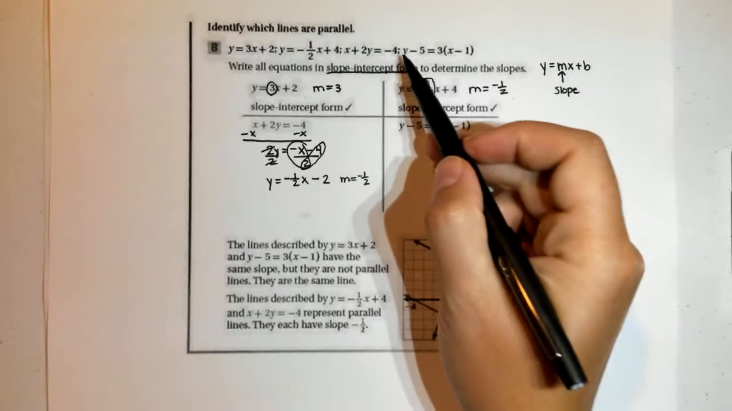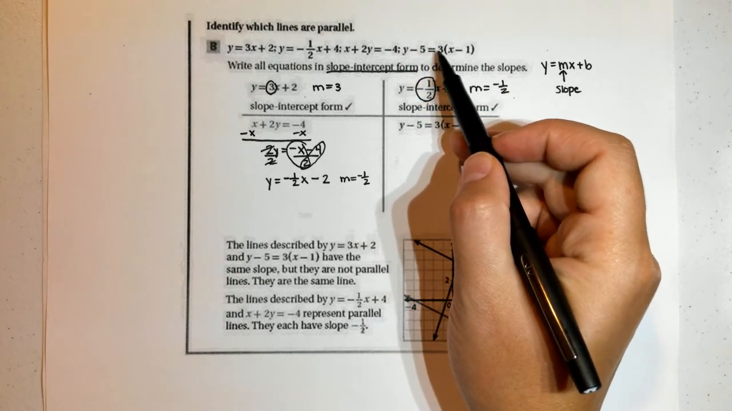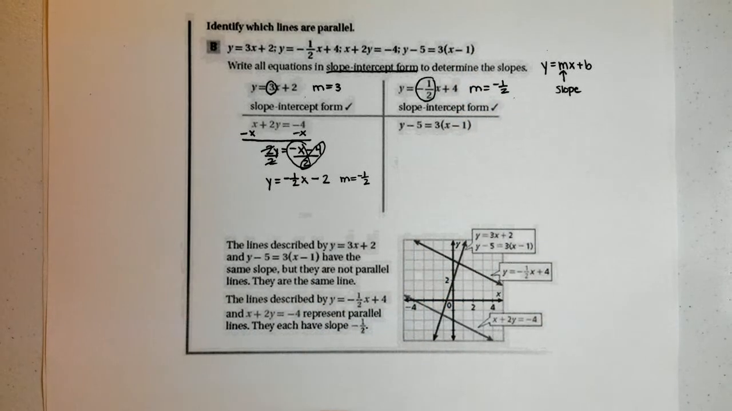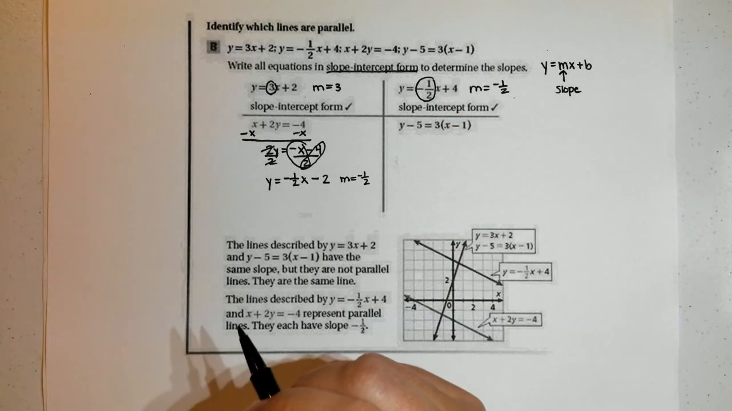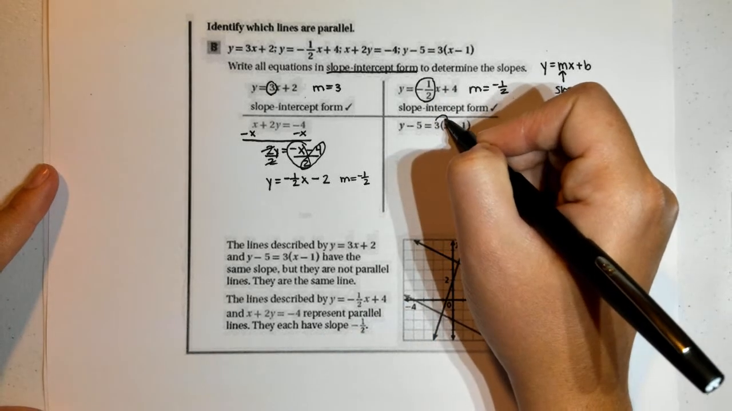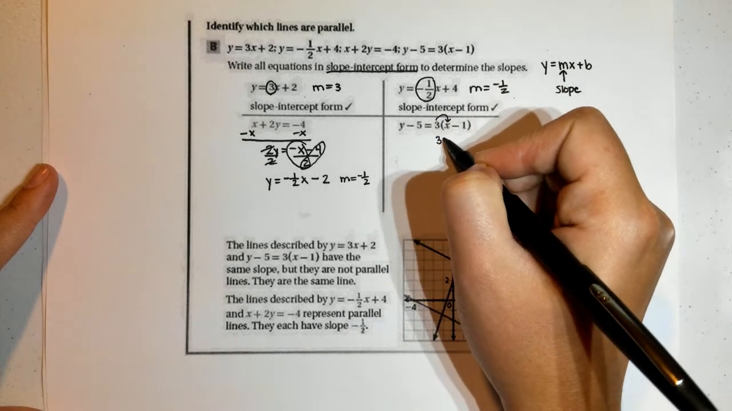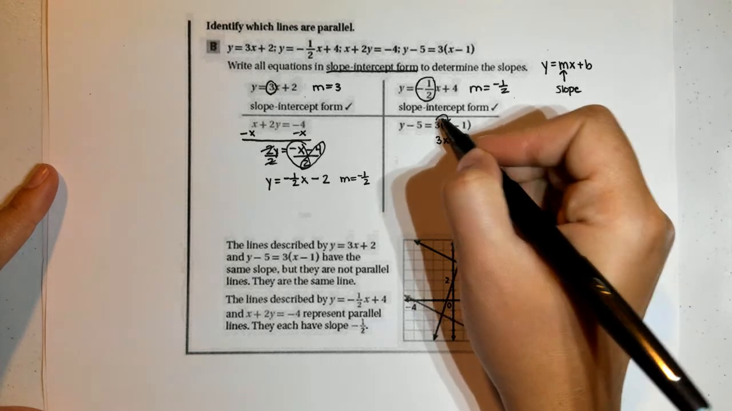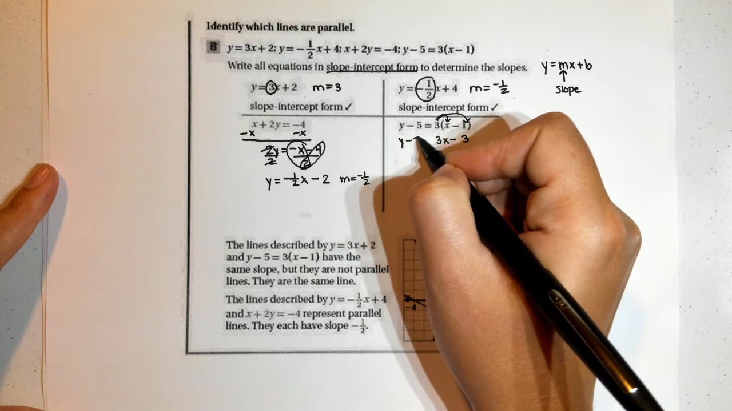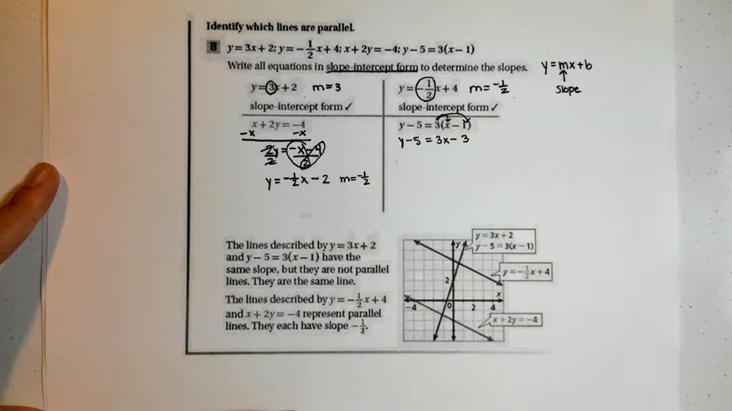The last equation is y minus 5 equals 3 times the quantity x minus 1, not in slope-intercept form. So I'm going to rewrite that into slope-intercept form. First I have to distribute this 3. So 3 times x is 3x, minus 3 times 1 is 3. So I have y minus 5 equals 3x minus 3.